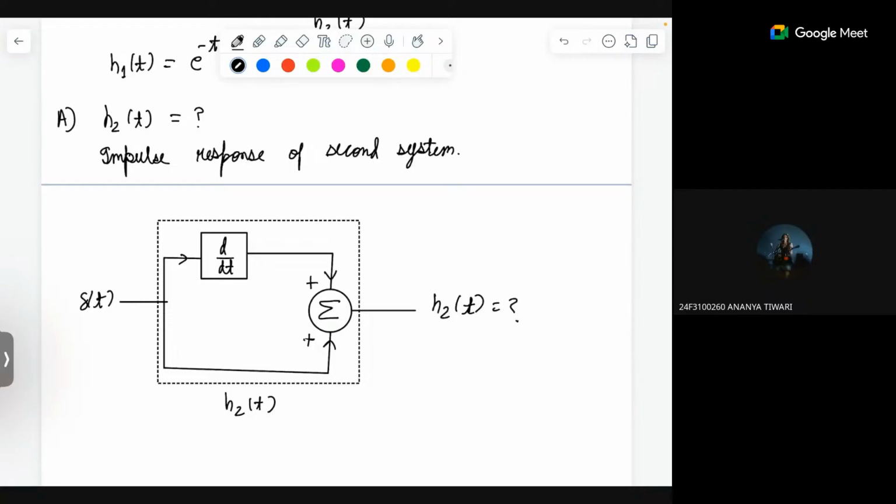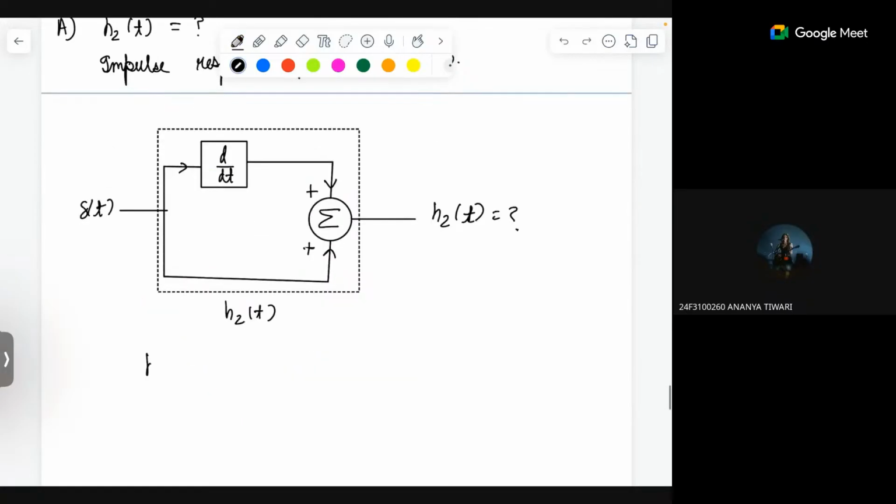So let us solve. For H2 of t, I want the impulse response of the second one. Input I will apply as impulse. Output I will call H2 of t, and that is what I want to find out. Now there are two branches. So here it comes like this: the derivative of delta t plus the second branch, which just comes as delta t as it is. They will be added, and I will get H2 of t.